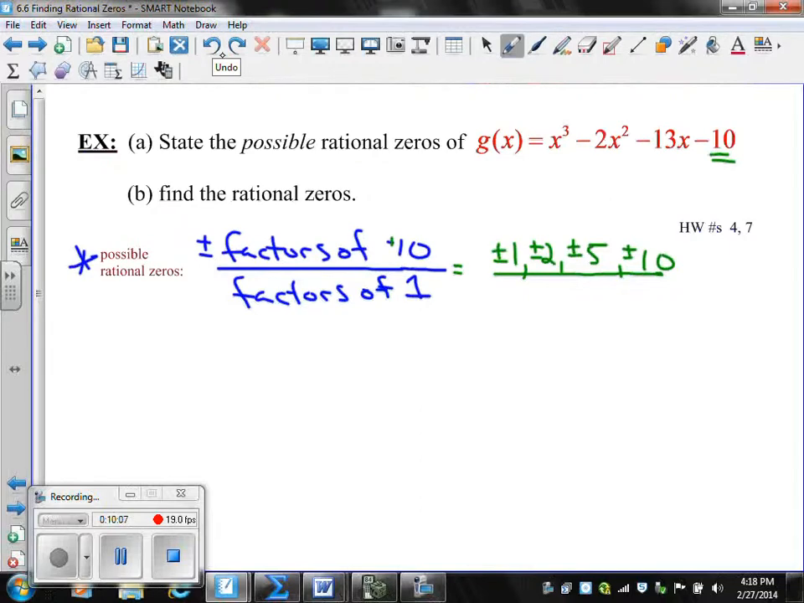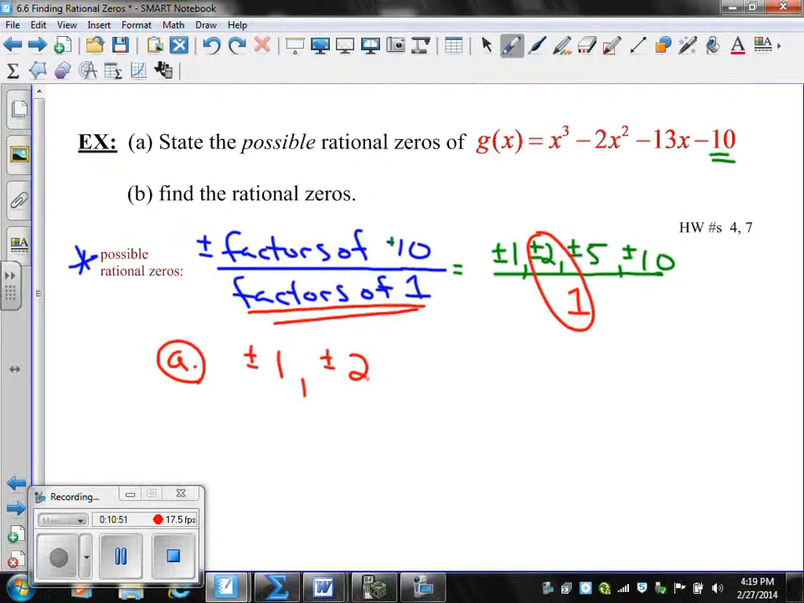And now I want all my factors of my leading coefficient. Well, all the factors of 1 are just 1. Okay, so here's my list that I'm going to now finish up part A. I'm going to take my numbers in my numerator one at a time, and I'm going to put them all over each combination of the numbers in my denominator. Well, there's only one combination in the denominator, right? There's only one number down there. So my first numbers are going to be plus or minus 1 over 1, if you will.